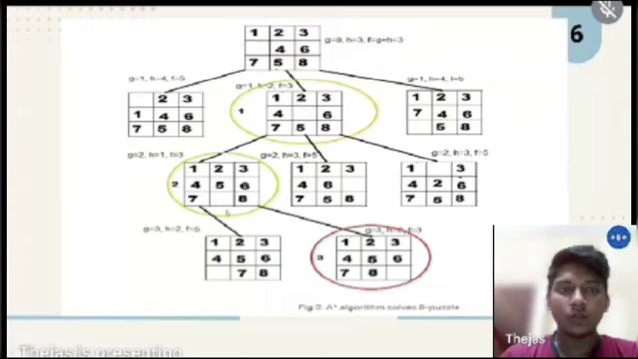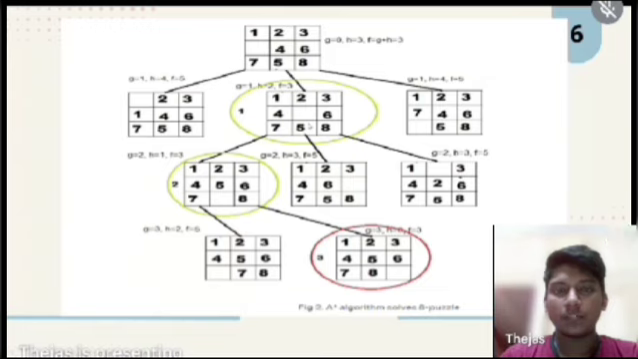Let's take down first. If we go down, 1, 2, 3, 4, 5, 6 are in correct position, but only 8 is displaced. So the h value will become 1. 2 plus 1 is equal to 3. So the total value of this node is 3.